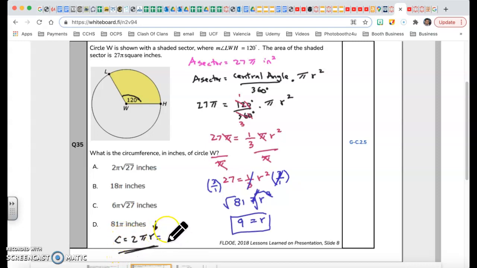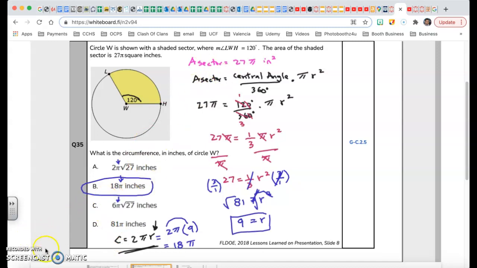Now I got to find my circumference. My circumference is 2 pi times radius, which is 9. Look at the answers: they're not using the pi value, so let me not touch the pi. 2 times 9 is 18 pi. So my answer is B. Alright, so far so good. Area of sector, second problem, we use that.